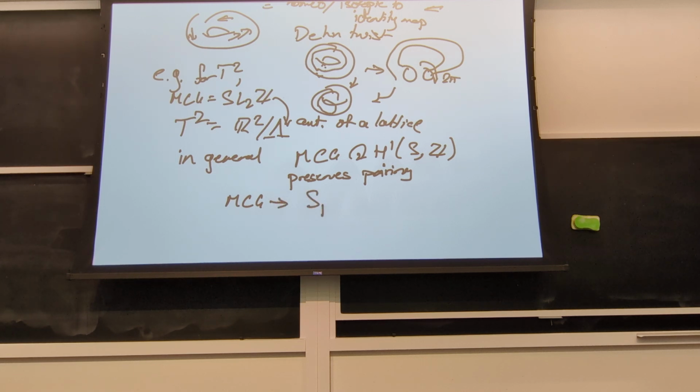And so what this means is that you have a map from the mapping class group to Sp, which has rank 2g, so this will be Sp(2g). So this is matrices which preserve the symplectic form. You should think of this as an analog to the orthogonal group, but instead of preserving a symmetric form, it preserves an anti-symmetric form.